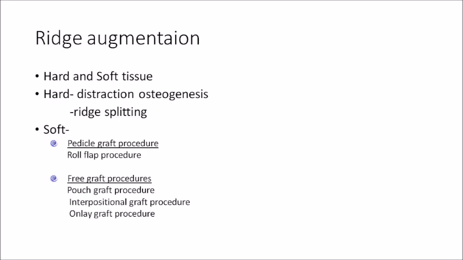Then free procedures include pouch graft procedure, interpositional graft procedure and onlay graft procedure. In all these three, the donor tissue is completely separated from its site and it is sutured upon the recipient site. Pouch graft, interpositional graft and onlay graft, these three are free graft procedures for soft tissue ridge augmentation.